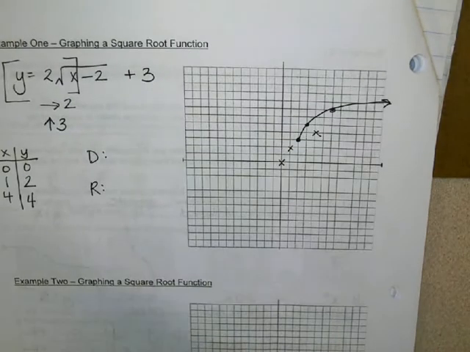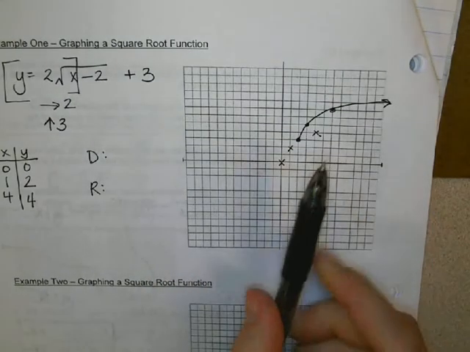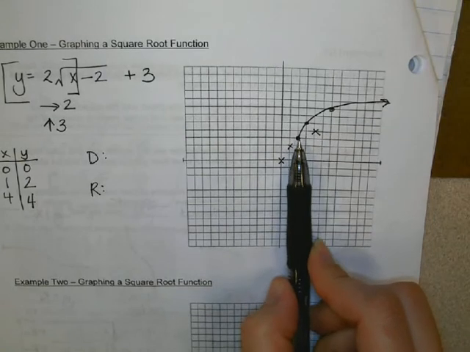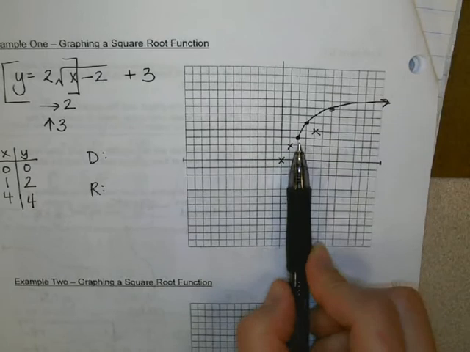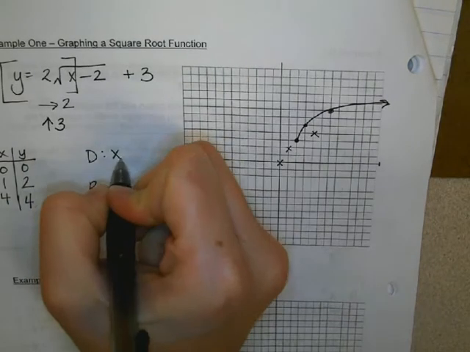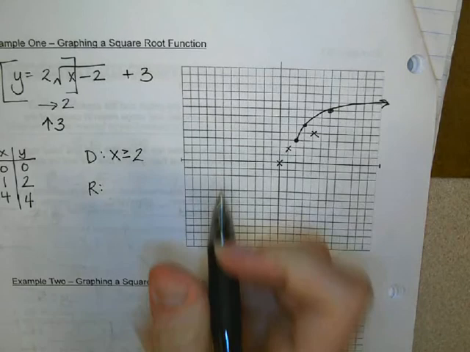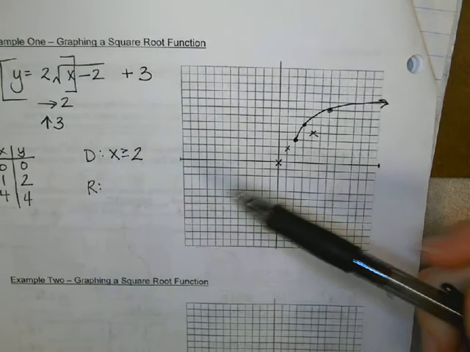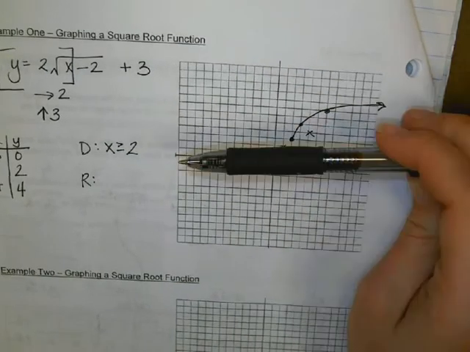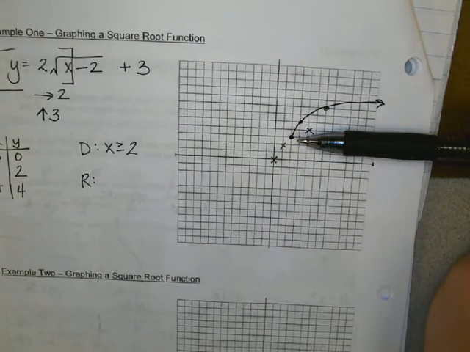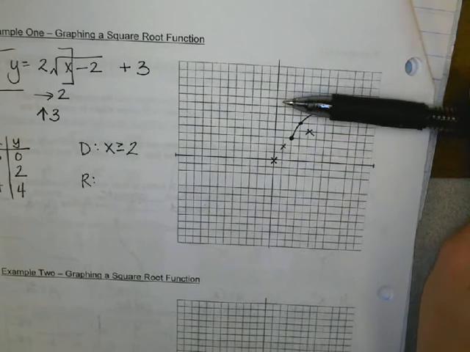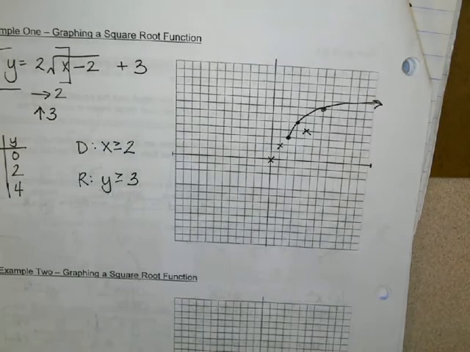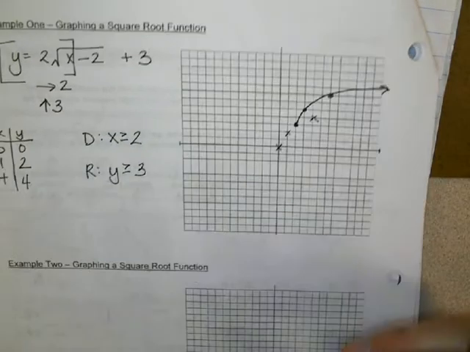If you look at your graph for the domain, your graph starts at the x value of 2 and goes to the right. So your domain is going to be x values greater than or equal to 2. And also notice that's the same value as your h. For your range, my graph stops at the y value of 3 and then goes up. So my range is going to be y values greater than or equal to 3. Just on time here.